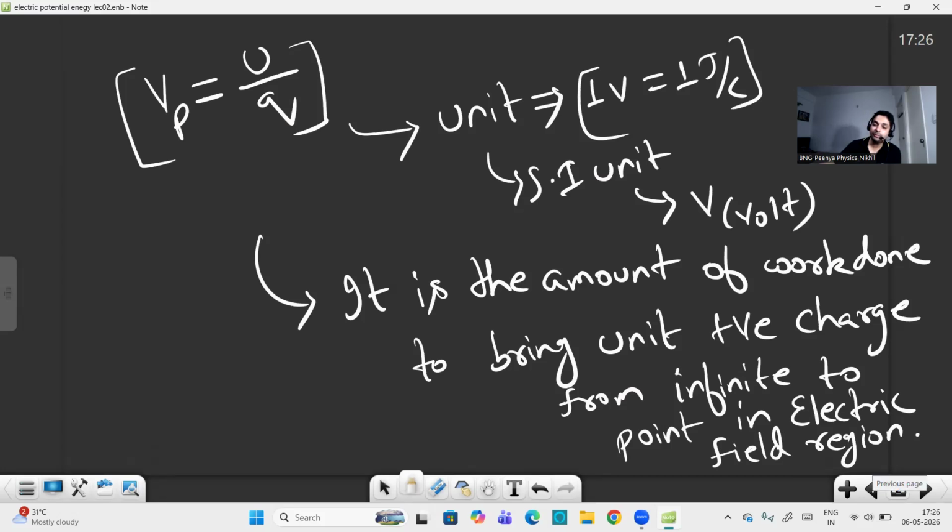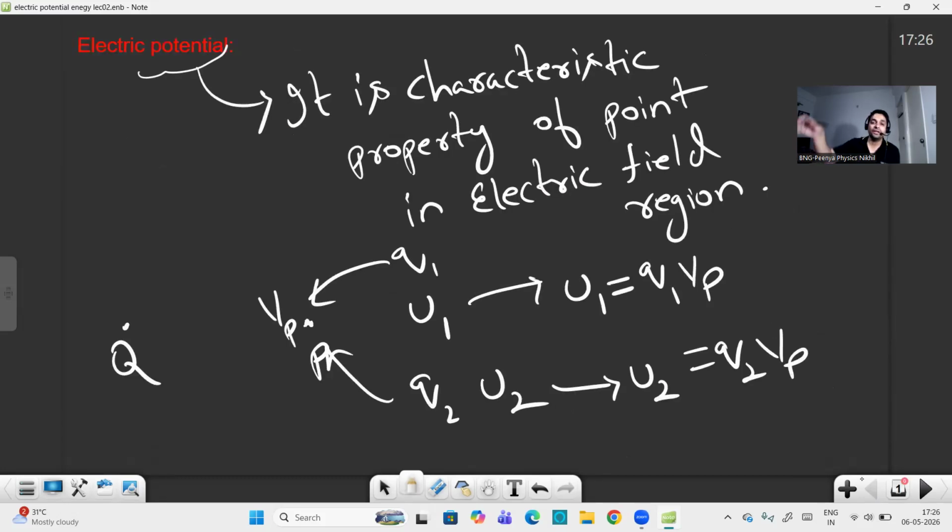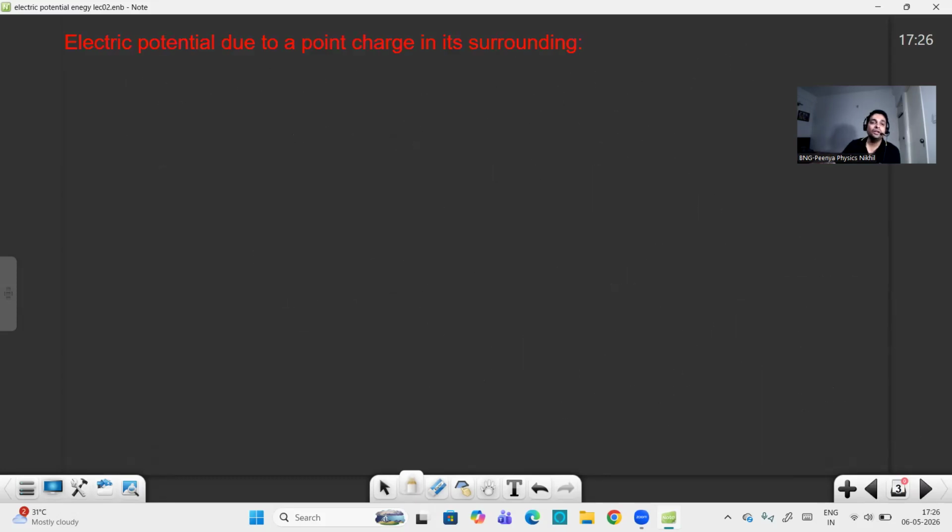So why are we defining electric potential, even though we know electric potential energy? Because in this way we can define the characteristic property of that particular point that is not changing with different charges. Correct? Okay.